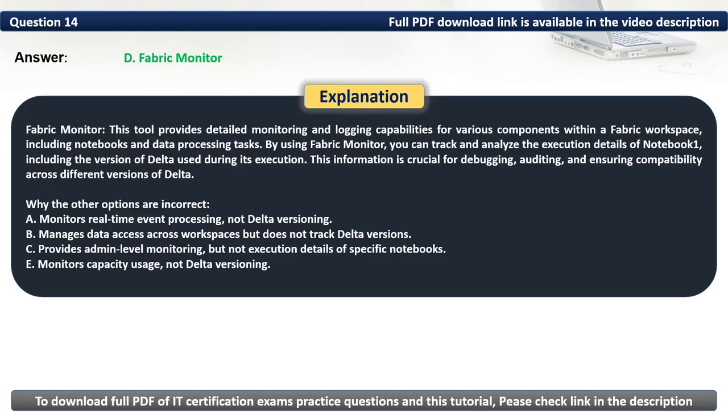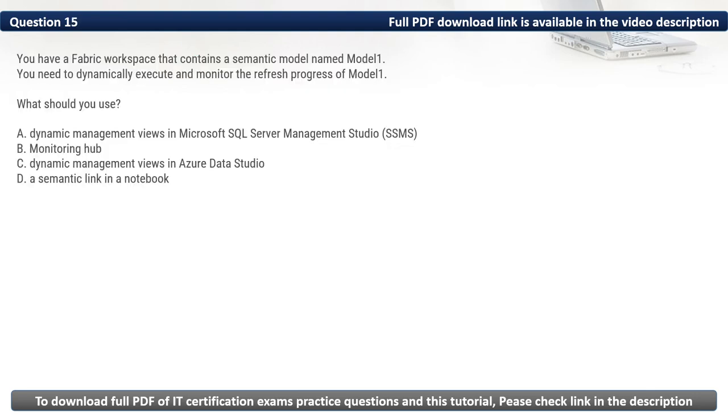Fabric Monitor. This tool provides detailed monitoring and logging capabilities for various components within a Fabric workspace, including notebooks and data processing tasks. By using Fabric Monitor, you can track and analyze the execution details of Notebook 1, including the version of Delta used during its execution. This information is crucial for debugging, auditing, and ensuring compatibility across different versions of Delta. Question 15. You have a Fabric workspace that contains a semantic model named Model 1.